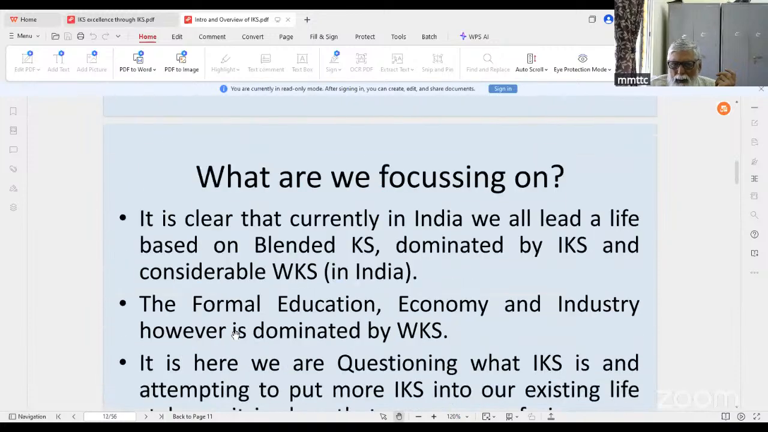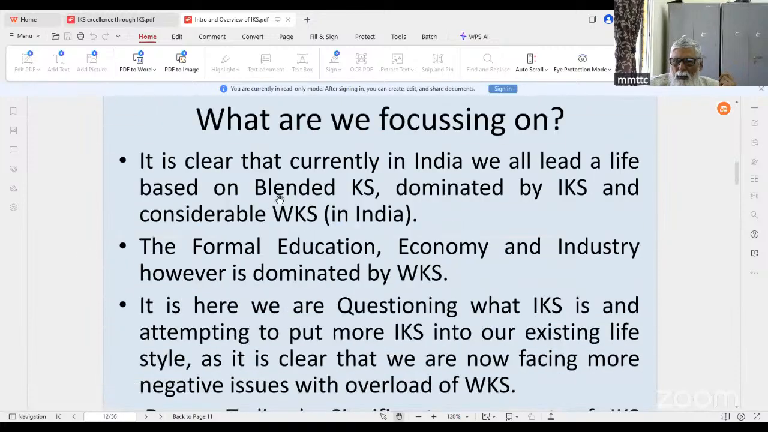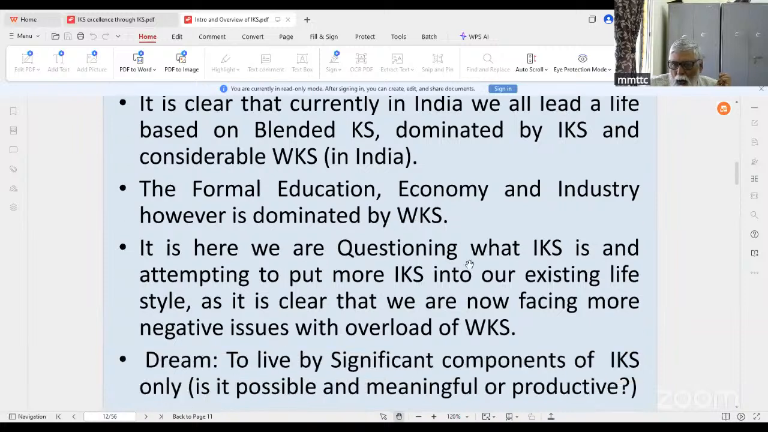So, what are we focusing on? It is clear that currently in India, we all lead a life of blended knowledge system dominated by IKS and considerable Western knowledge system. The formal education, economy, and industry is dominated by WKS. It is here we are questioning what IKS is and attempting to put more IKS into our existing lifestyle, as it is clear that we are now facing more negative issues with overload of Western knowledge system.